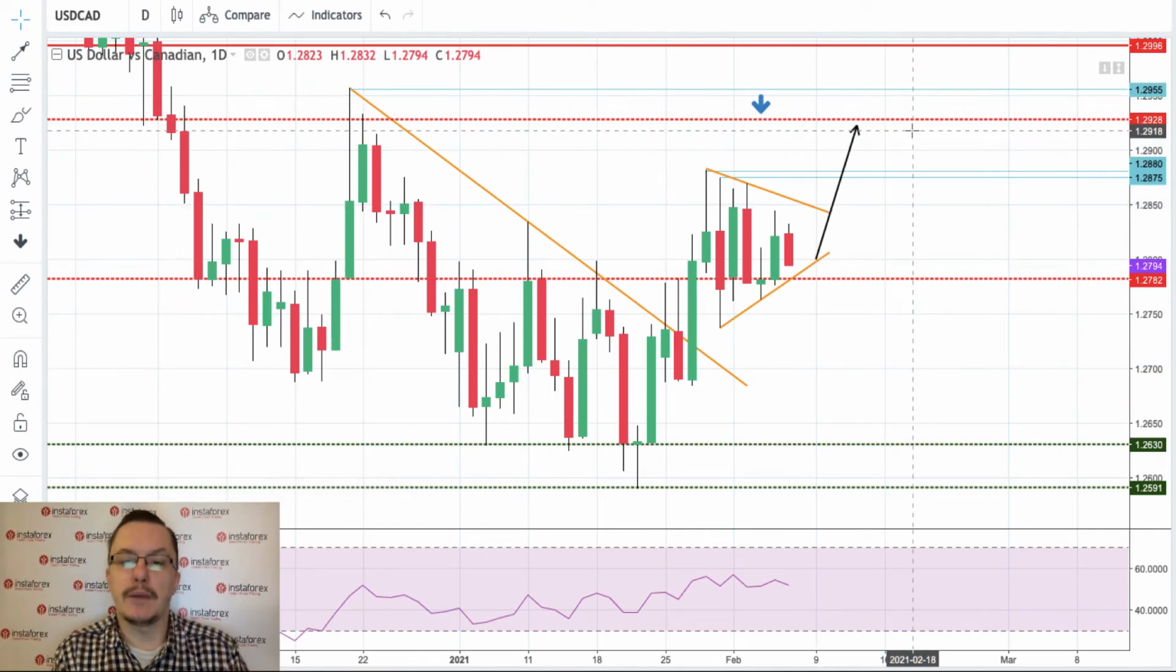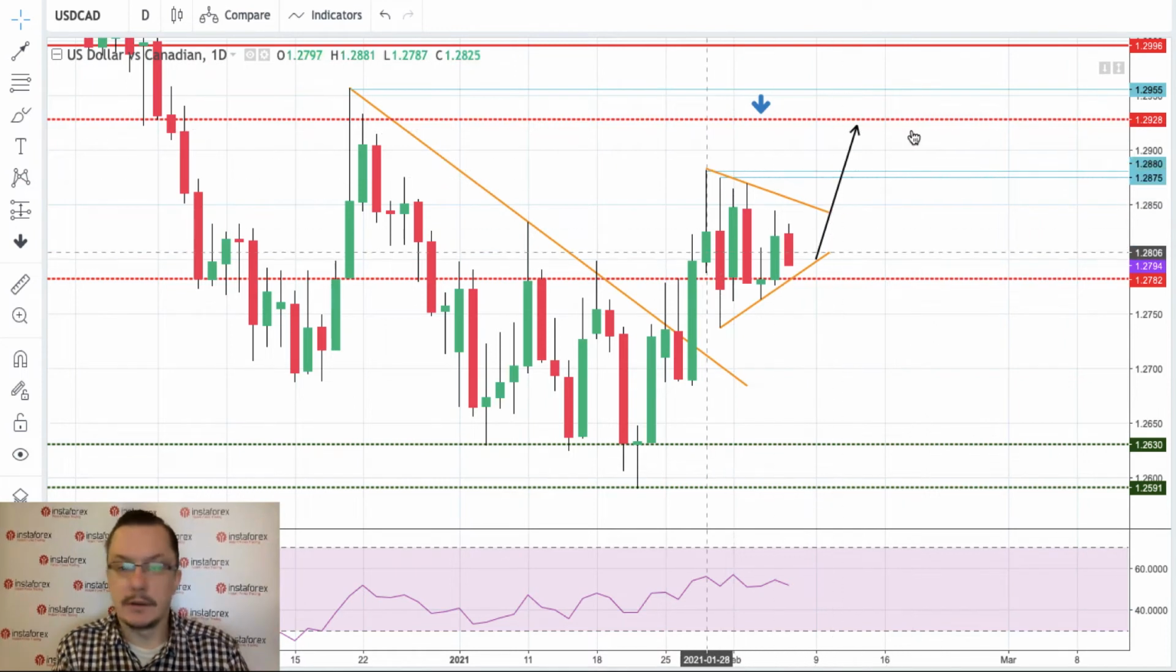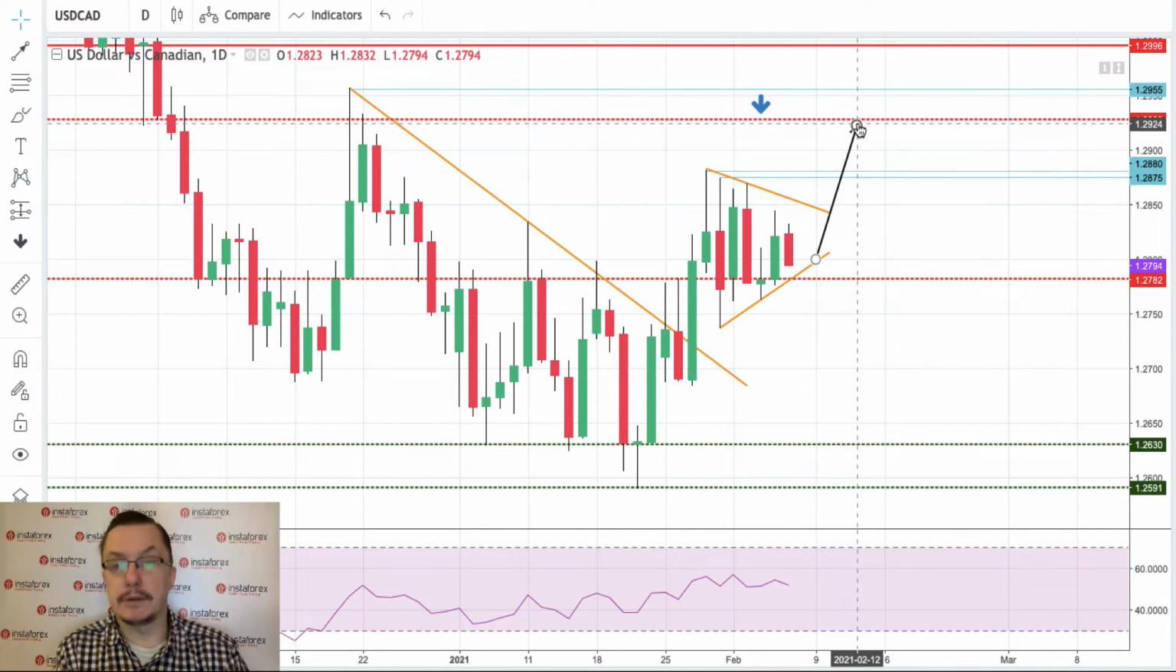So this is the attempt to break the downtrend in the form of a first bounce, or maybe even a bullish impulsive wave to the upside. But for now, we are consolidating inside of the triangle, inside of the pennant, and we are waiting for the trigger on the US dollar to the Canadian dollar market. Maybe today's data from the Canadian labor market will trigger the move to the upside.